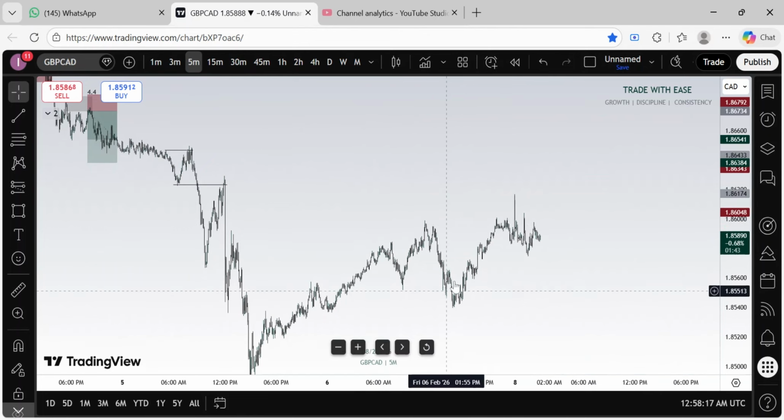We're looking to take the same strategy, we go on higher time frame, and we'll be looking to take more trades.